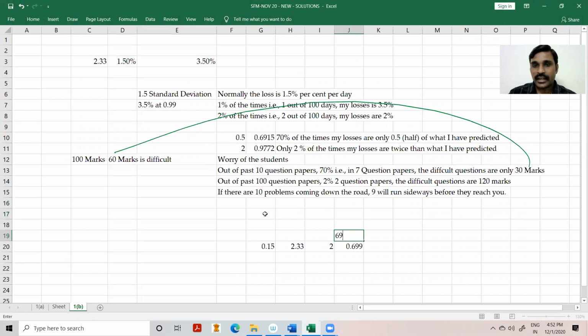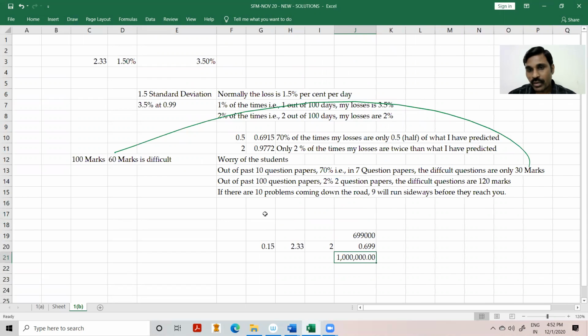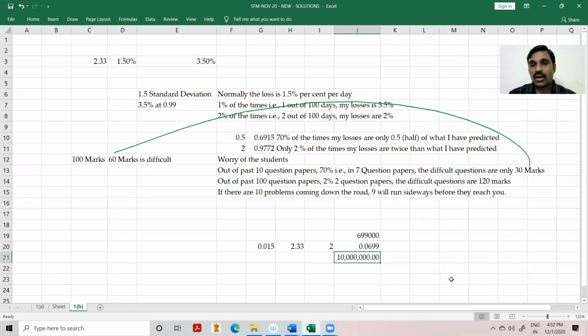So 6,99,000 divided by this. How many zeros will this be? 6,99,000 divided by 0.015. So 7 zeros, which means 1 crore. That means I can invest 1 crore.